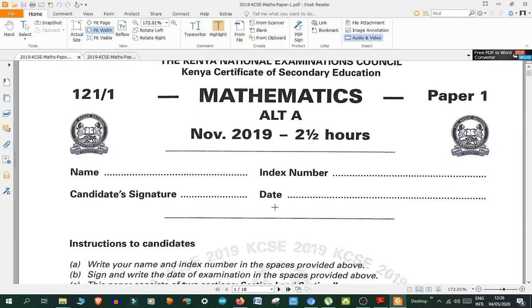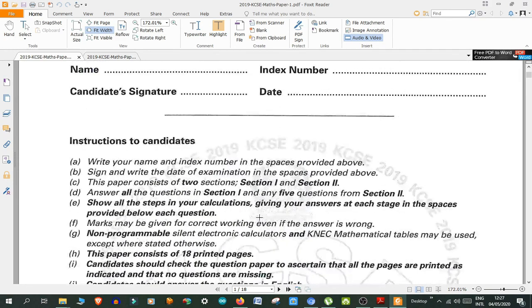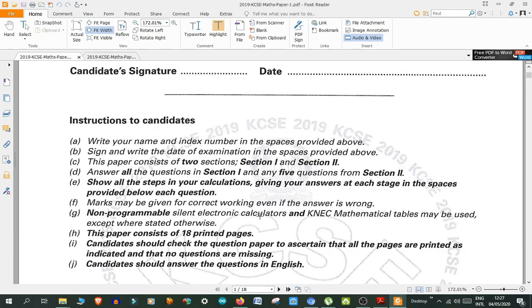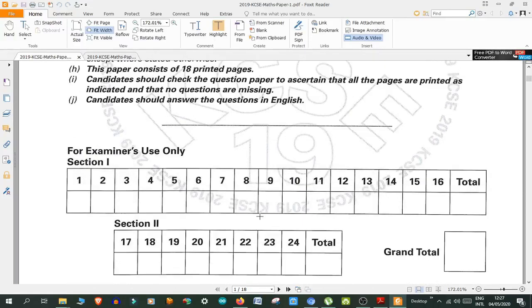Then, of course, the candidate is supposed to write their details there and to sign, and of course write the date. Now, they're supposed to go through the instructions very carefully. We shall skip that for now.